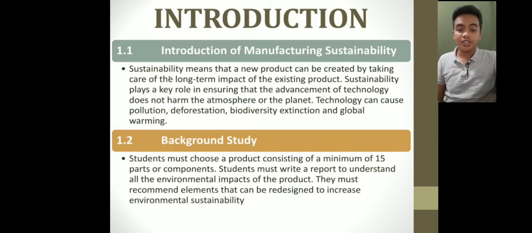Okay, for the introduction of manufacturing sustainability. Sustainability means that a new product can be created by taking care of the long-term impact of the existing product. Sustainability plays a key role in ensuring that the advancement of technology does not harm the atmosphere or the planet. Technology can cause pollution, deforestation, biodiversity extinction, and global warming.